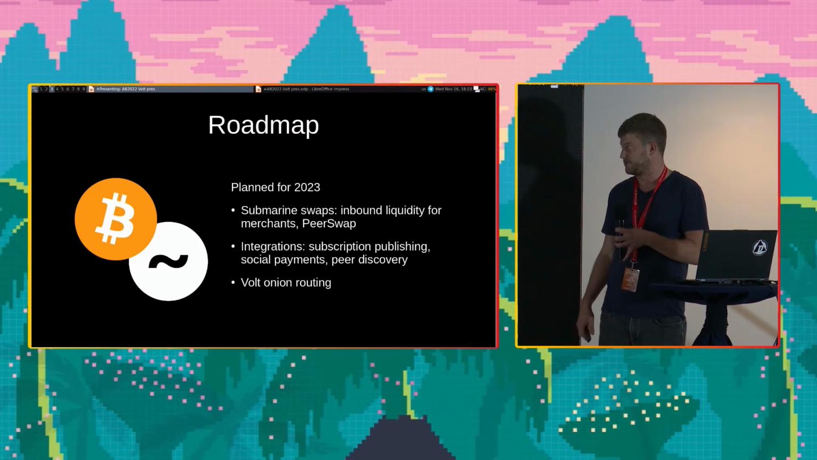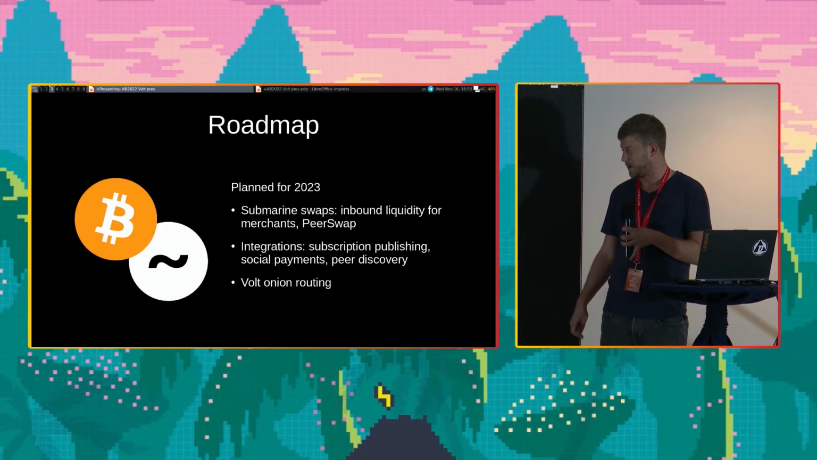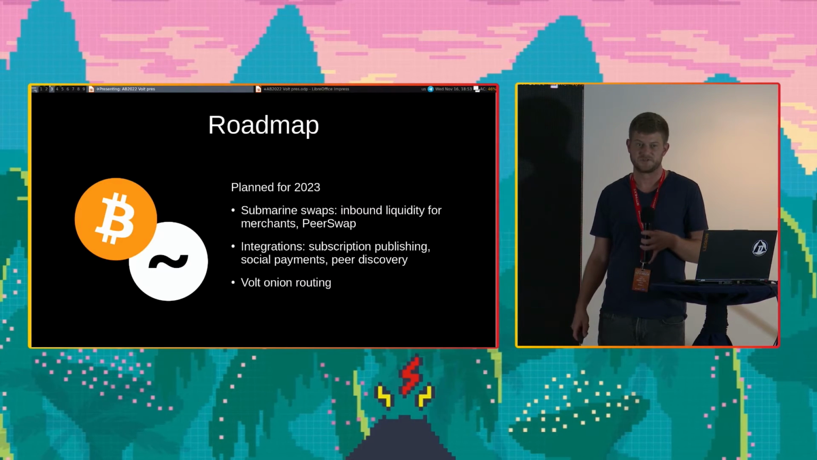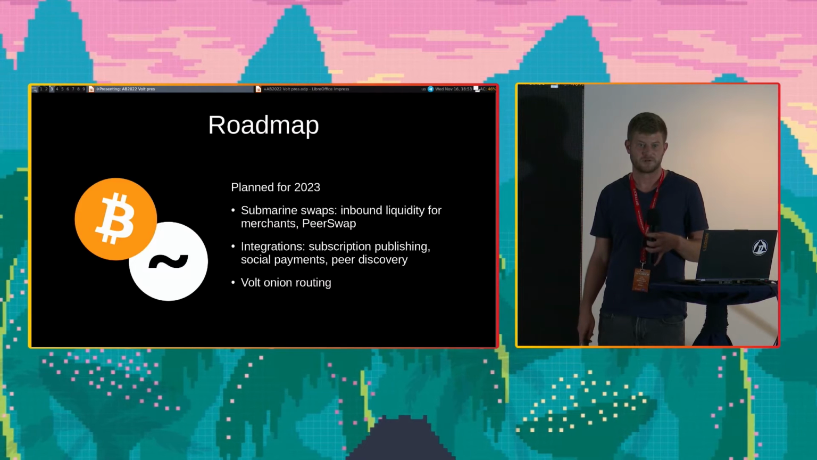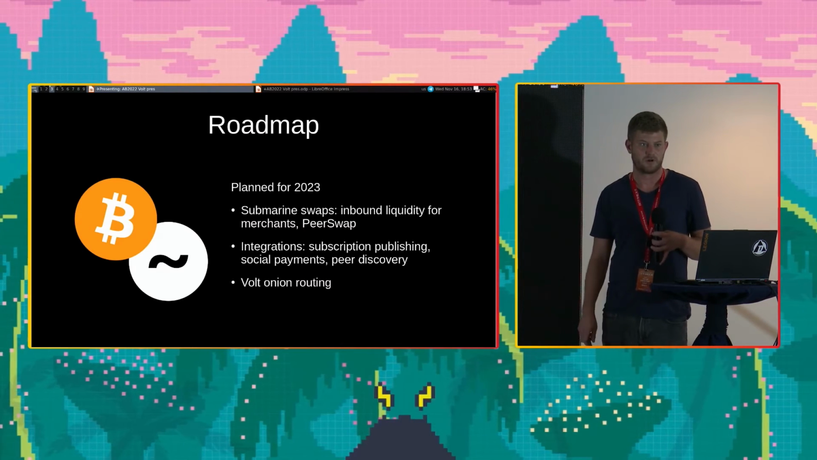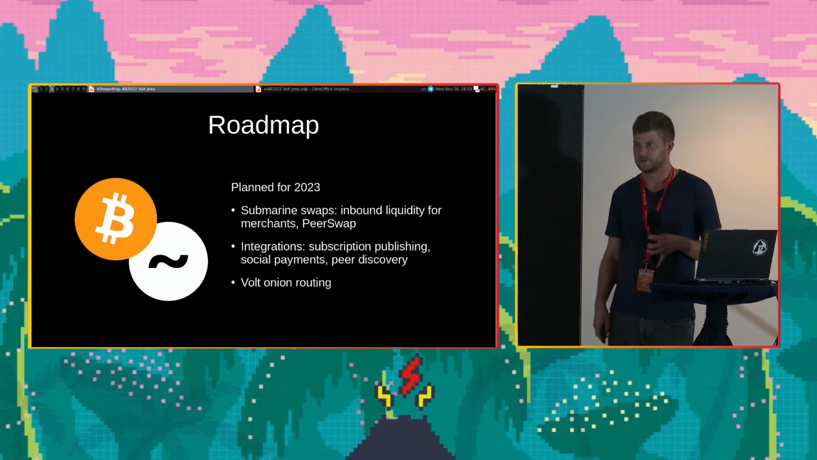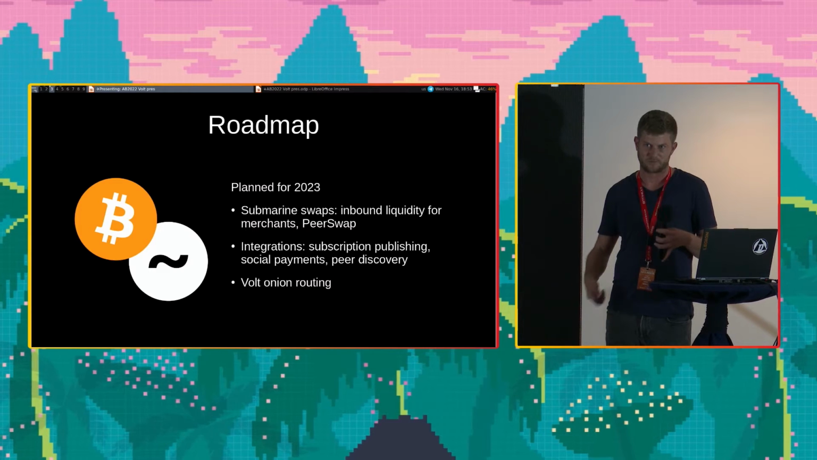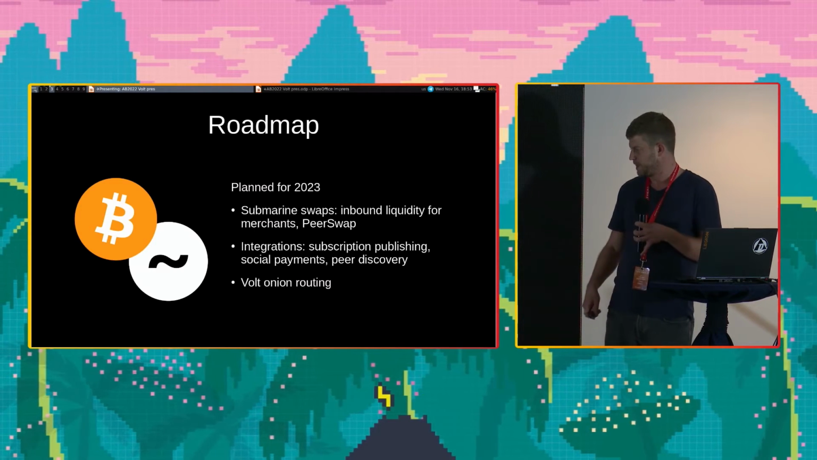So the roadmap for stuff that comes after the release in January. The next thing up, besides the Lightning implementation itself, is submarine swaps for inbound liquidity for merchants. I'm going to be implementing a version of the PeerSwap protocol in order to do that, and coordinate submarine swaps on the Urbit network, as well as falling back to the Loop marketplace and other kinds of providers.